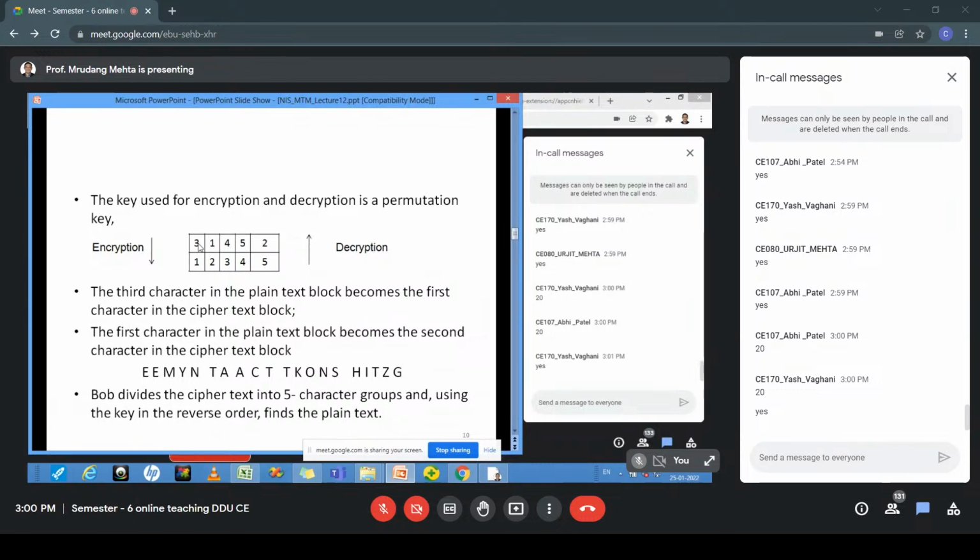Okay. And this results in this particular encrypted text. So Bob divides the cipher into 5 character groups and, using the key in the reverse order, finds the plain text. Is this concept clear to all of you? So that I can move to the next topic.